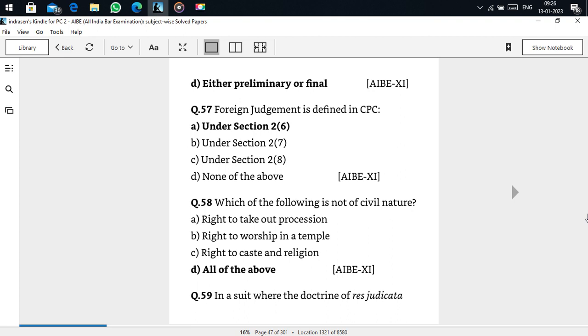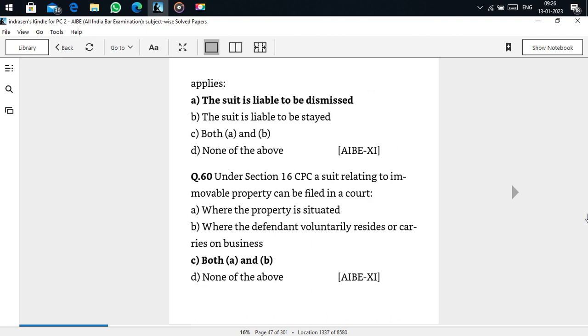In a suit where the doctrine of res judicata applies, the suit is liable to be dismissed. Doctrine of res judicata, we can expect at least one question. This is section 10, 11 and 12. Stay, doctrine of res judicata and case where a case is pending in another court. These are all the important things. One of the questions may come in the exam.